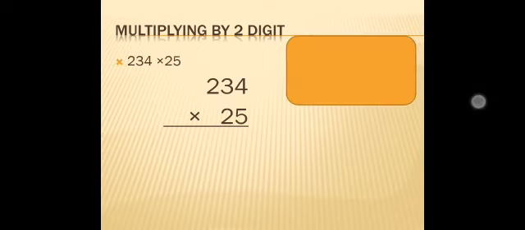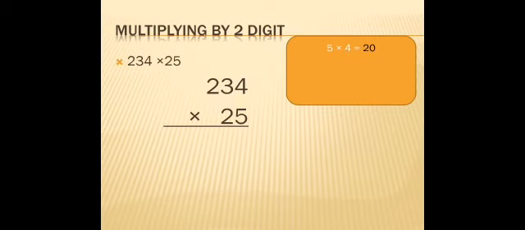Coming towards multiplying by 2 digits. Now the same number, this time I will multiply with 2 digits. So 234 will be multiplied with 25. Now this 25 will be treated separately. So 5 will be multiplied with 4, 5 will be multiplied with 3, and 5 will be multiplied with 2. Then 2 will be multiplied with 4, 2 will be multiplied with 3, and 2 will be multiplied with 2.